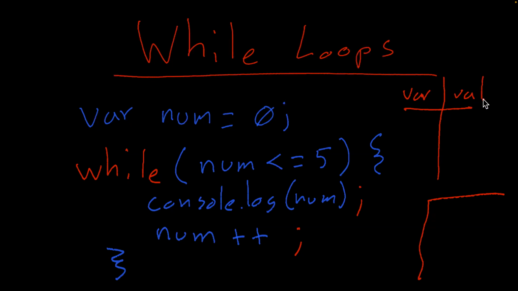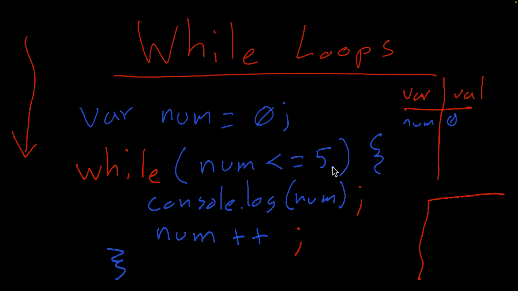Okay, so let's read this now. Reading from top to bottom. First thing we read is var num equals 0. So let's go ahead and write that. Num is 0. All right, the next thing we read is this while loop. While num is less than or equal to 5.